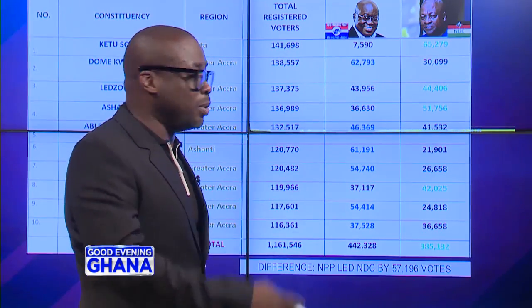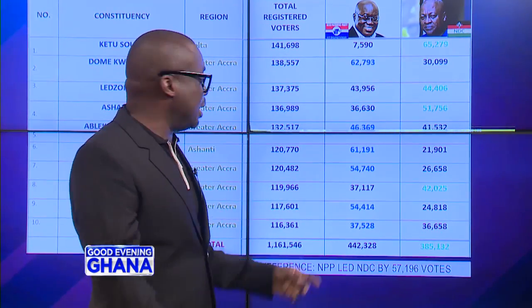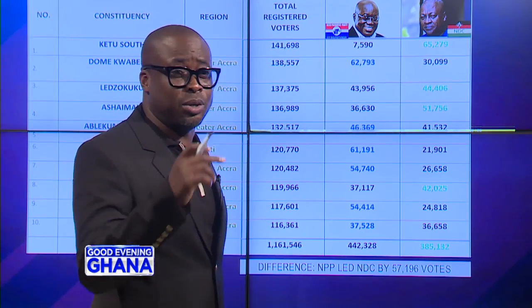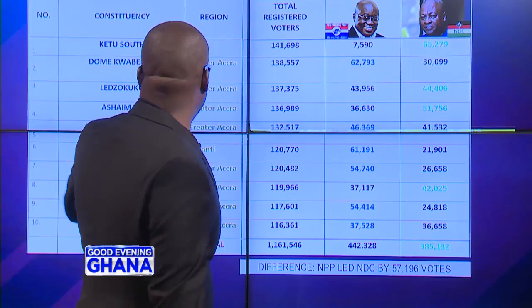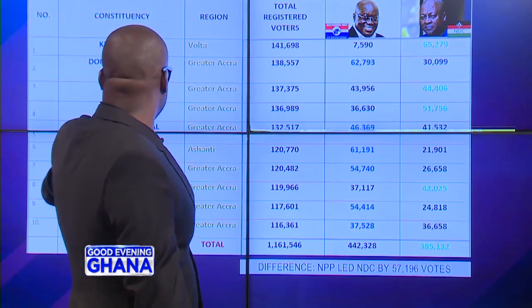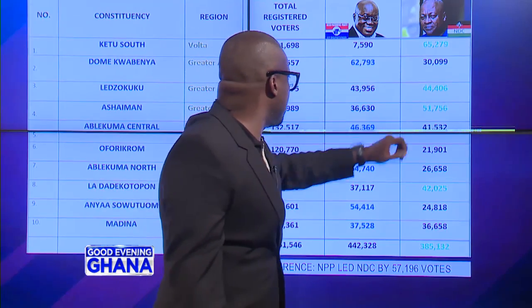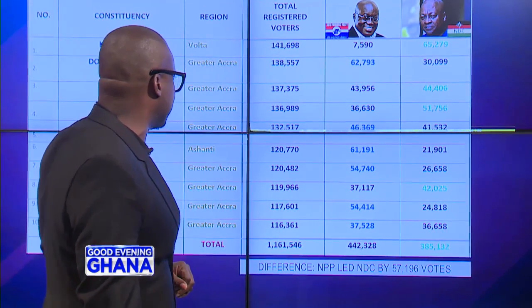President Mahama has been retained. President Akufo-Addo has been retained. That's surely a constituency to watch, and you can be sure that we'll be watching it by the polling station and by the electoral areas. That was what happened in Lejokuku. Significant. Ashaman, President Mahama, 51,000, and Akufo-Addo, 36,000.